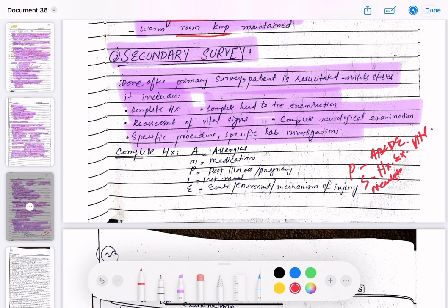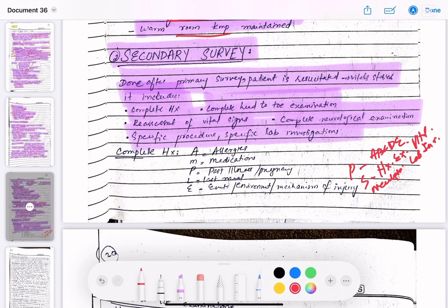This is the specific method for the evaluation of the patient. First the history is taken, then the detailed head to toe examination is done, then the assessment of the vitals, then the check for neurological deficits, and then specific lab investigations are done.